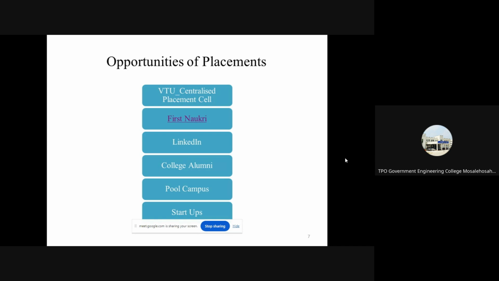And finally, the startups. Startups can be checked for any vacancies, and government colleges can use these startups for placement opportunities.